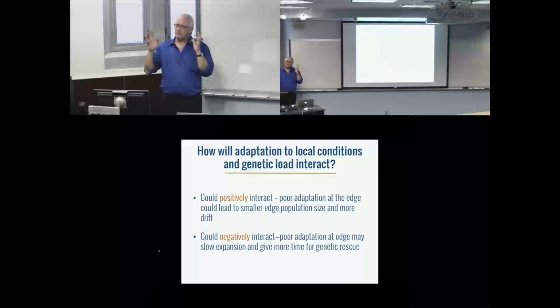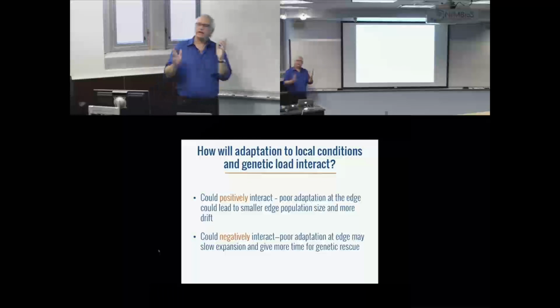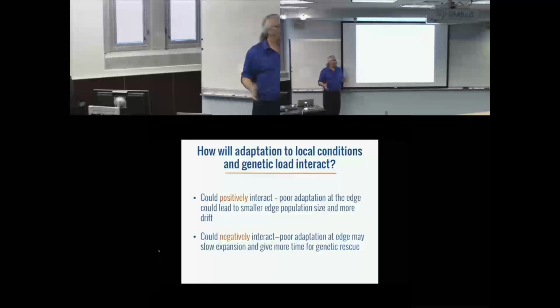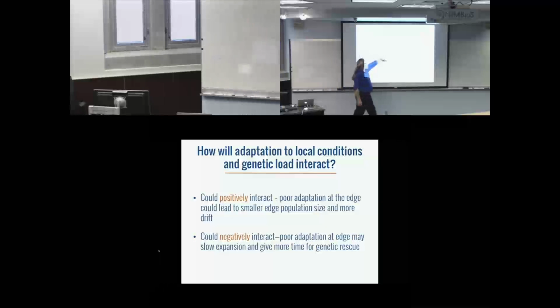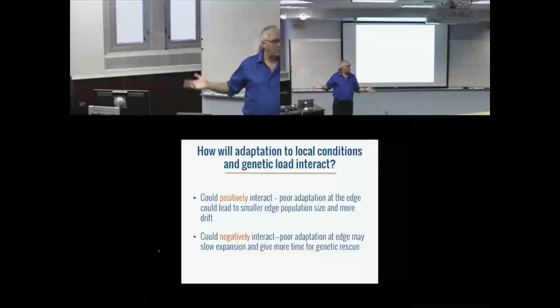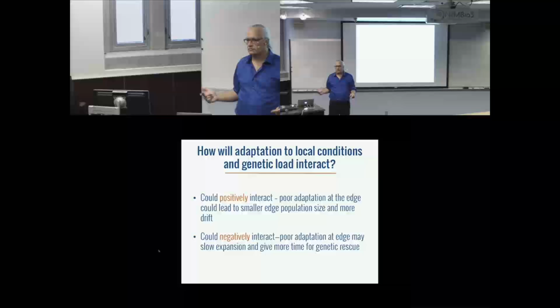Right, now if you think about that for a minute, again, it could go either way. Okay? They could positively interact. It could be the case that you've got poor adaptation at the edge to the heterogeneous environment. That may reduce the affected population size, cause you more drift, cause you more expansion load. Right? That a priori seems totally plausible to me.